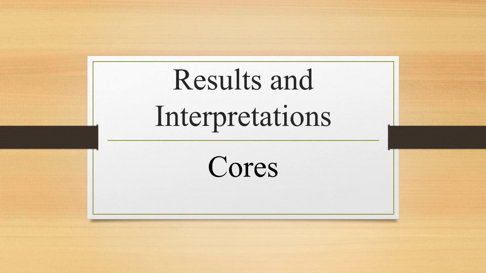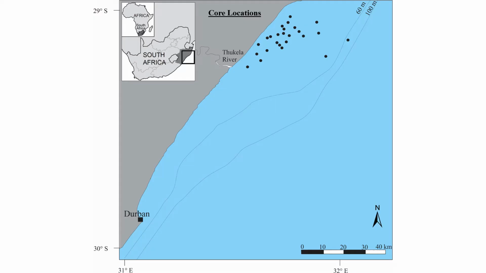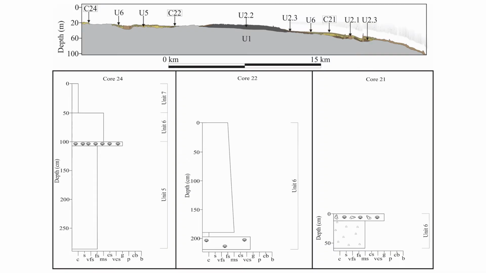Next, we take a quick look at some core data. These mark the location of the cores collected, with the red markers being those shown in the diagrams to come. Three core localities coincide with this seismic profile, namely core 24, 22, and 21, and these coincide with sediment logs 24, 22, and 21. But for the sake of time, we will skip these and look at the most all-encompassing sediment log.